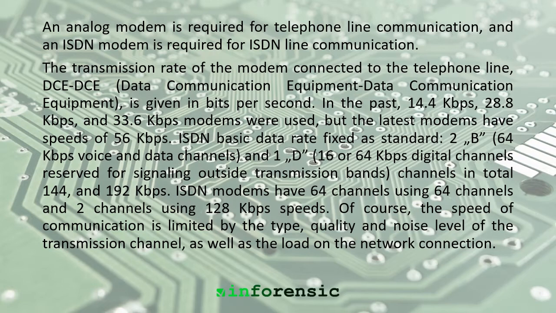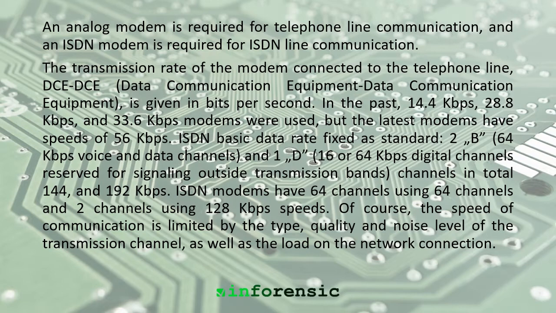ISDN basic data rate is fixed as standard: 2B, 64 kilobits per second voice and data channels, and 1D, a 16 or 64 kilobits per second digital channel, reserved for signaling outside transmission bands, 144 kilobits per second in total. 192 kilobits per second ISDN modems have 64 channels, using 64 channels and 2 channels, using 128 kilobits per second speeds.